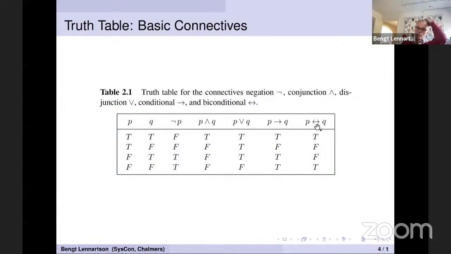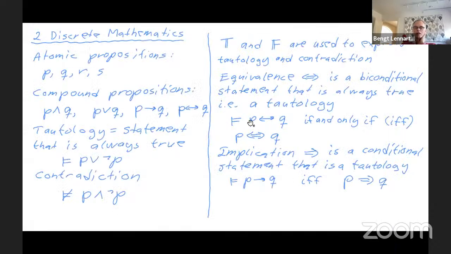The biconditional statement means that you have the conditional statement in both directions. And then it means that, if both P and Q are true, then the biconditional statement is true. And if both are false, it's also true. But if one of them is true and the other is false, in both directions here, the biconditional statement is false. So here you see once again that this biconditional statement can be true or false, but if I say that it's an equivalence, it's something that is always true.